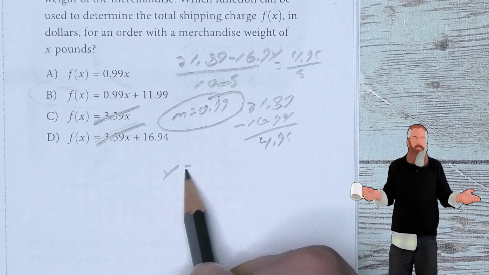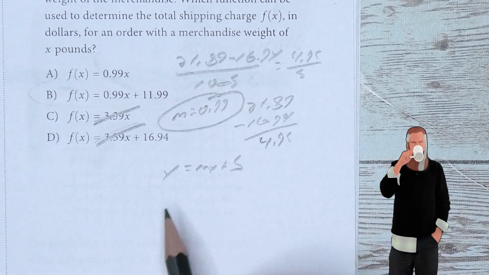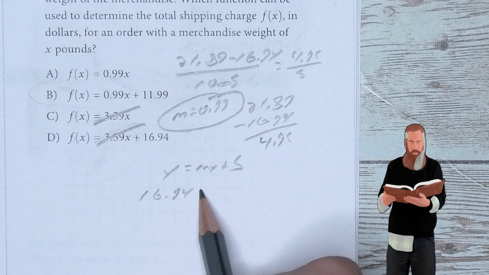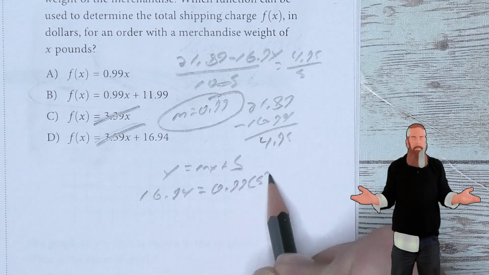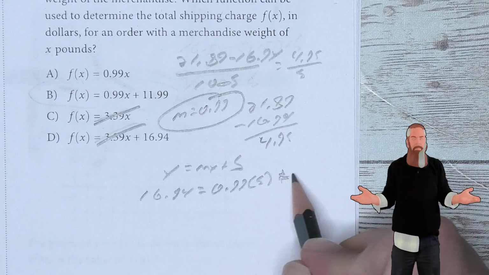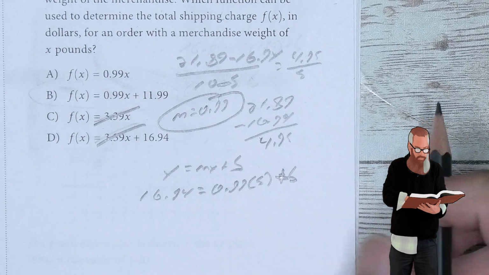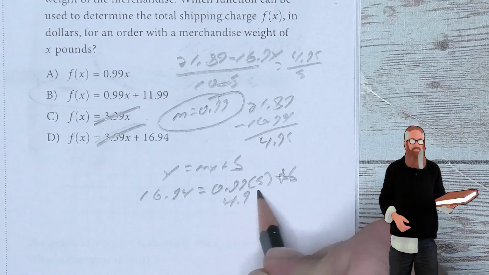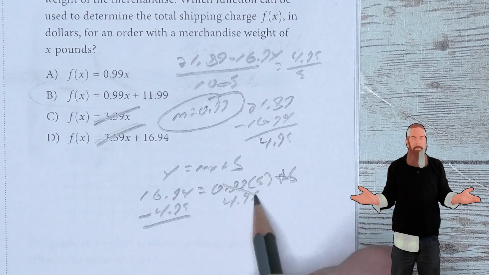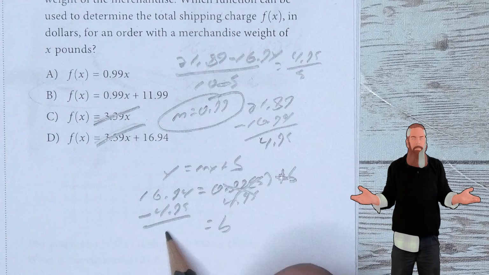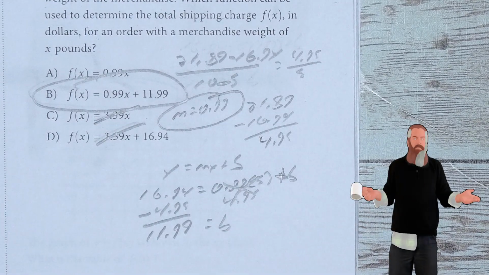So we're going to say y is mx plus b. And we're going to put in the value of 16.94 is equal to 0.99 times 5 plus b. And we're going to go find this b. 0.99 times 5 is 4.95. So we're going to subtract 4.95 from both sides of the equation, leaving us with b is equal to 11.99. So B is the answer.